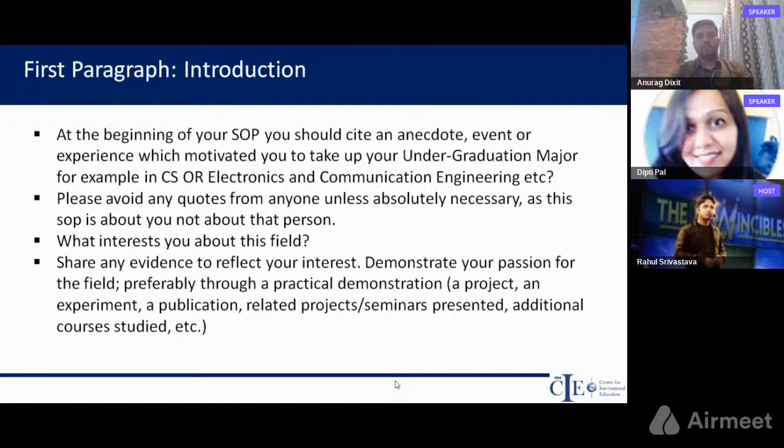Those things show that you are interested in the field, and also give you some leverage to talk about your specific interest in different aspects of the field. So that is about the introductory paragraph.